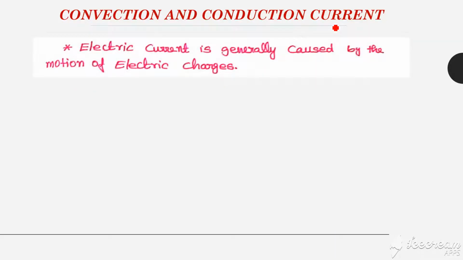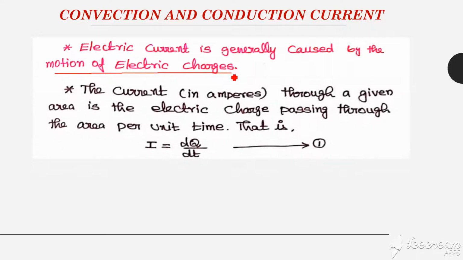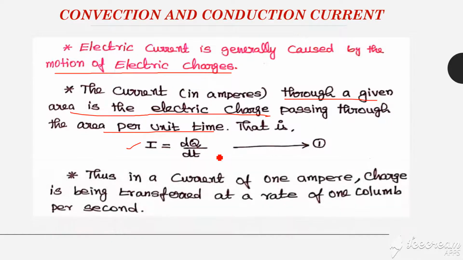First, electric current. Electric current is generally caused by the motion of electric charge. Current is nothing but the motion of electrons, and the current in amperes through a given area is the electric charge passing through the area per unit time, that is I equals dq by dt. The rate of change of charge is current, equation 1. Thus a current of 1 ampere means charge is being transferred at a rate of 1 coulomb per second.